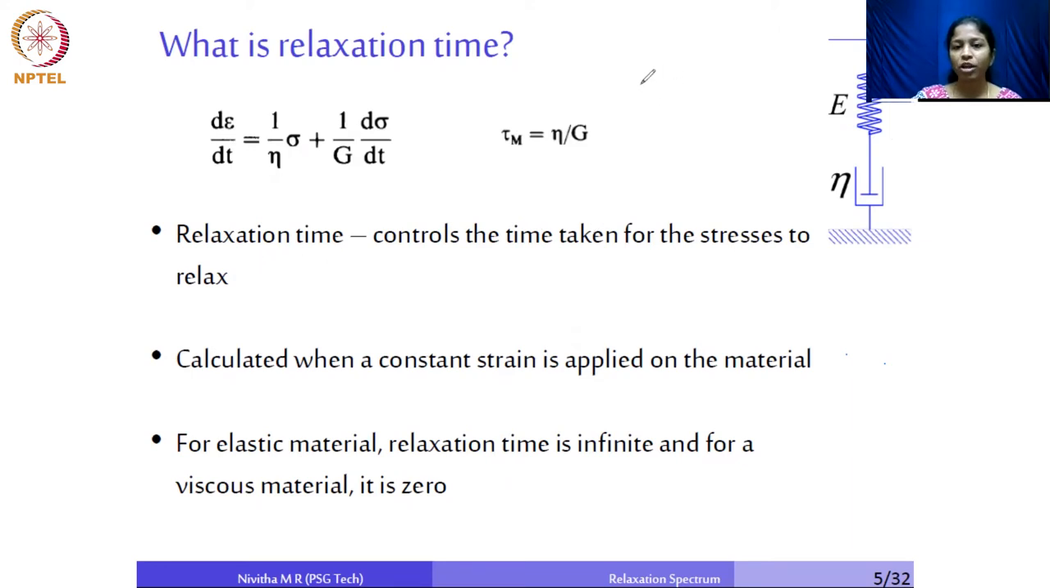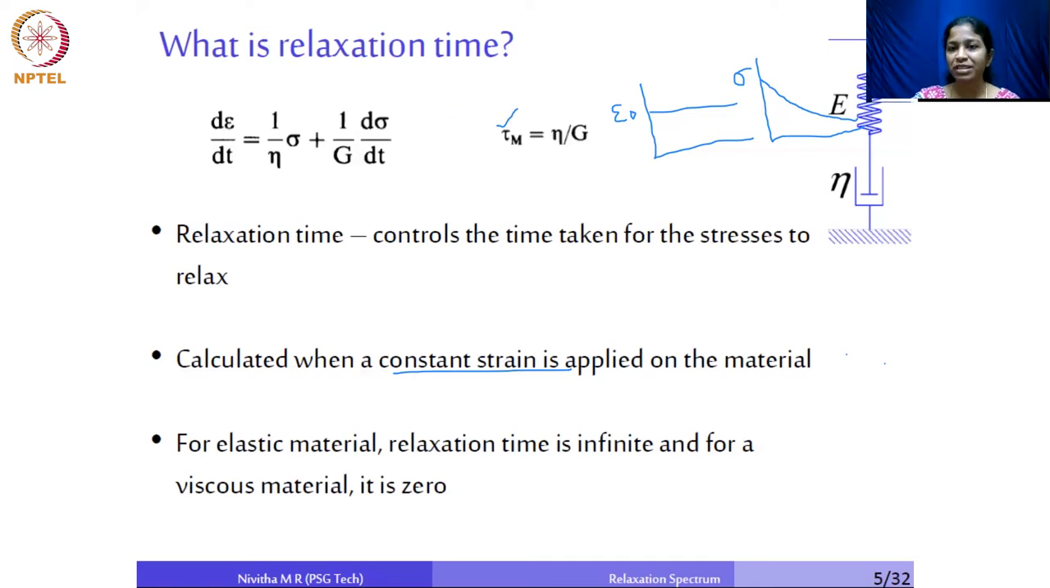So basically, we were talking about a constant strain experiment, right? I apply a constant strain, which is nothing but epsilon naught. And now if you monitor the stress, this is how the stress is going to relax. It can have different modes. Let's just assume that this is how the stresses are going to relax. So depending on whether it's a viscoelastic solid or a fluid, it might come to zero or it may not come to zero. So this is the variation of my stress. So this relaxation time controls the time taken for the stresses to relax. Okay, so this is calculated basically when constant strain is applied to the material. This is applicable when you do a constant strain experiment.